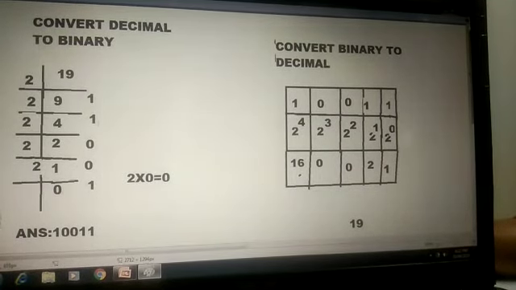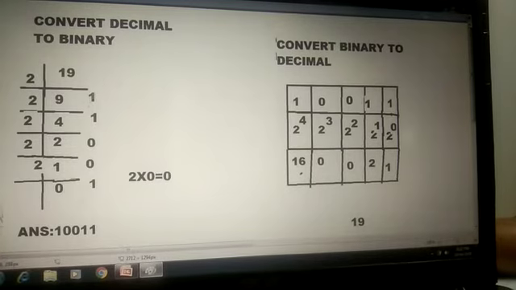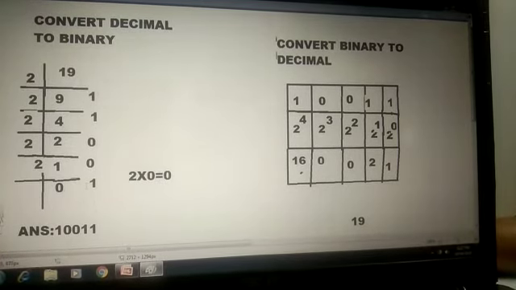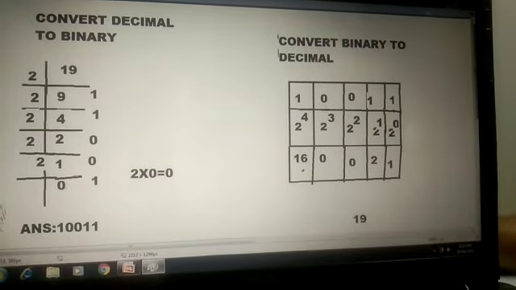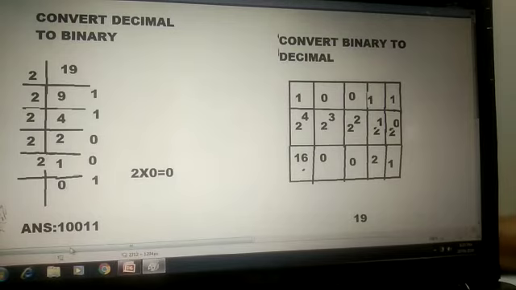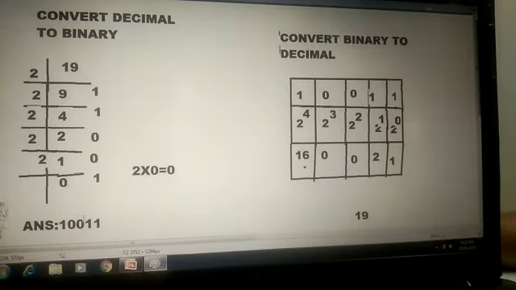I told you last time, whenever you read the number, you read it from bottom to top, not from top to bottom. So you have to read the number from bottom to top. So it is 10011. This is my number. That is, I have converted my decimal number to binary and I got this.